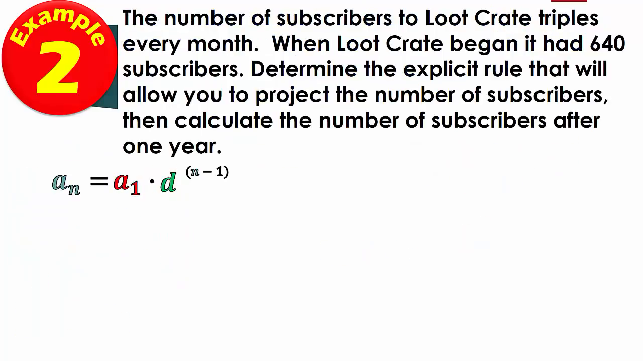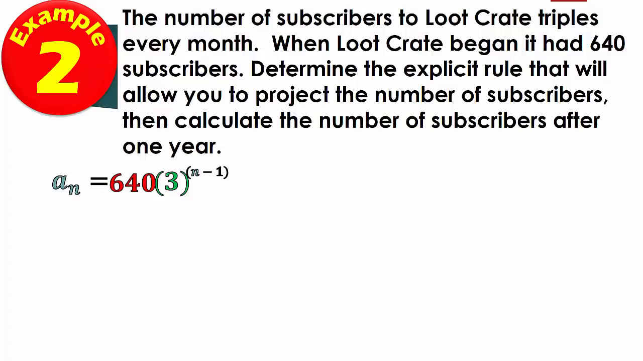Next example. The number of subscribers to Loot Crate triples every month. When Loot Crate began, it had 640 subscribers. We need to determine the explicit rule that will allow you to project the number of subscribers and then calculate the number of subscribers after 1 year. So what we're going to do is go through and replace what we know. We know that it started with 640 subscribers. We know that it triples every month, so that's why we're multiplying by 3.